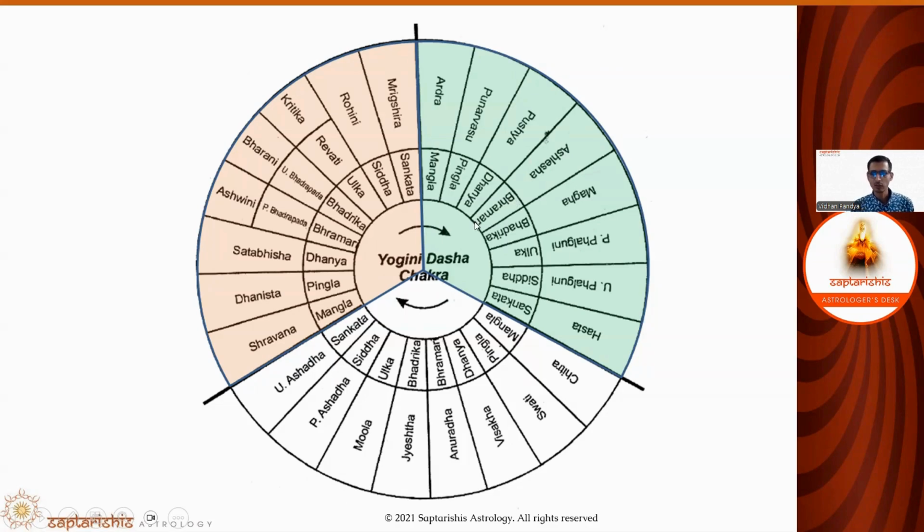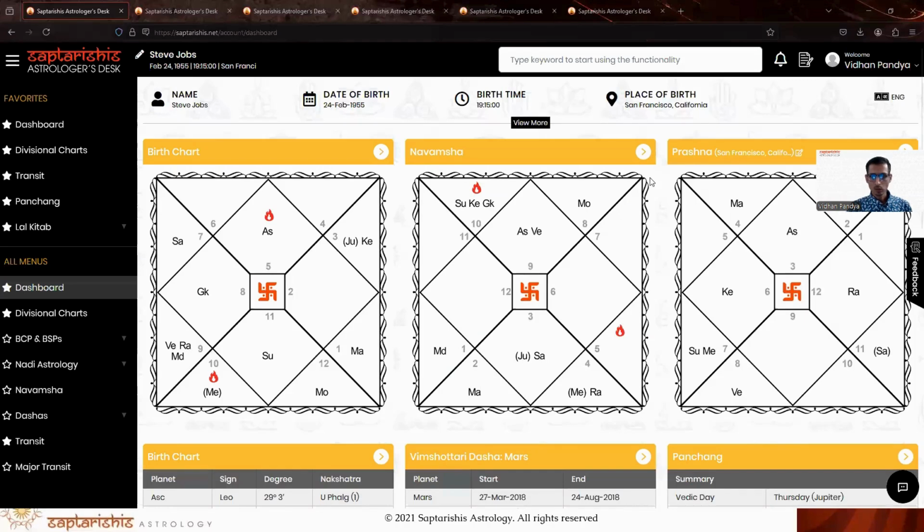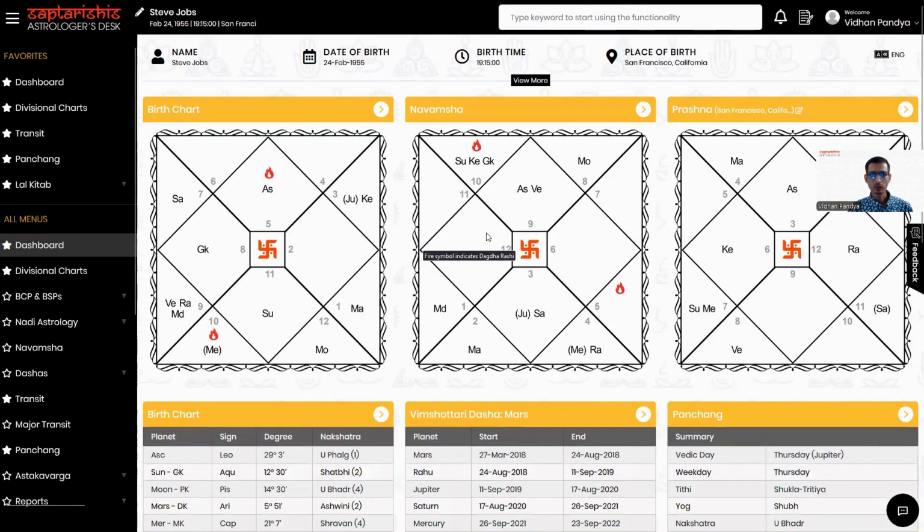Again, he has written a full book on it. We are not going to go into the calculative part, but we are going to go into the application part of it. So I'm going to take you through the example of Steve Jobs. So here is the chart of Steve Jobs. And again, you can find this chart in the celebrity section of Astrologer's desk. We all know that in his chart you will find Leo ascendant rising, and we're going to review some events of his life.